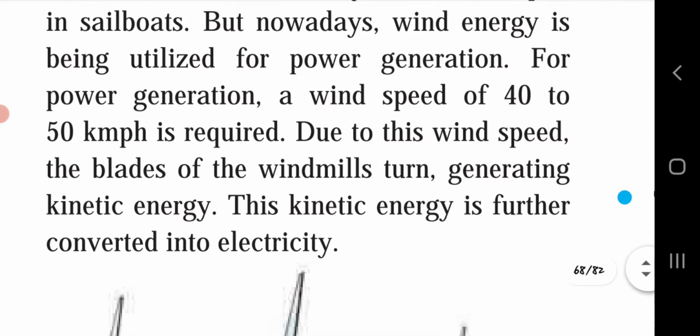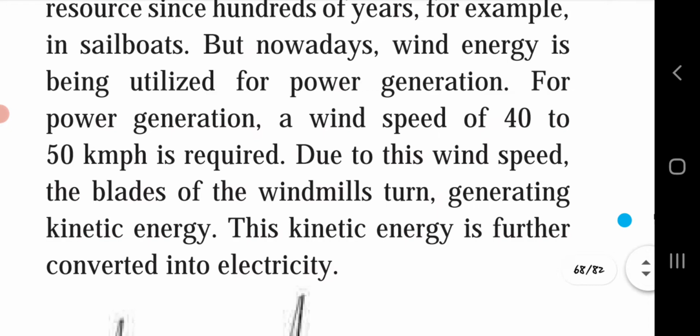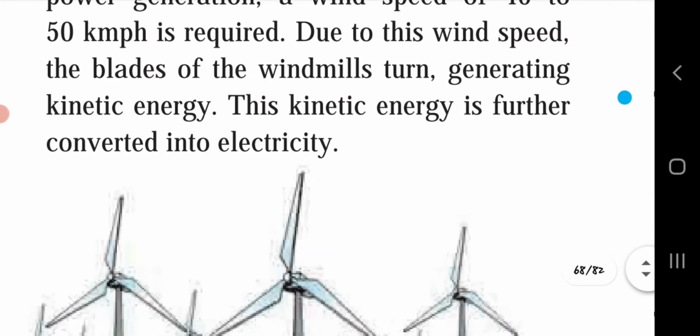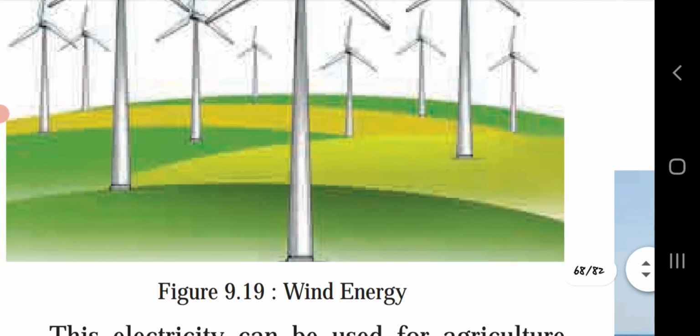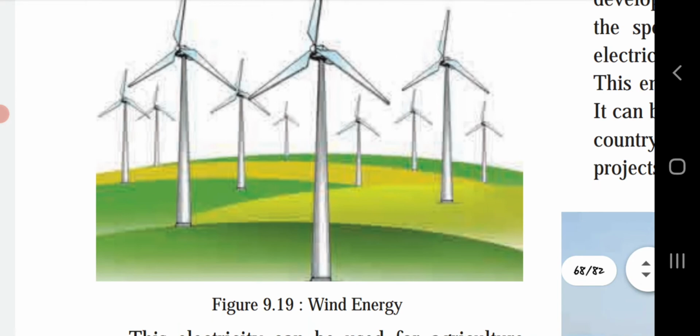So with the help of wind, we can create wind energy. For this, we need a speed of 40 to 50 kilometers per hour. According to that speed, the windmill blades can move, and from that the kinetic energy can be created, and then the kinetic energy can be converted into electricity. So here you can see the wind energy. The wind panels are there.